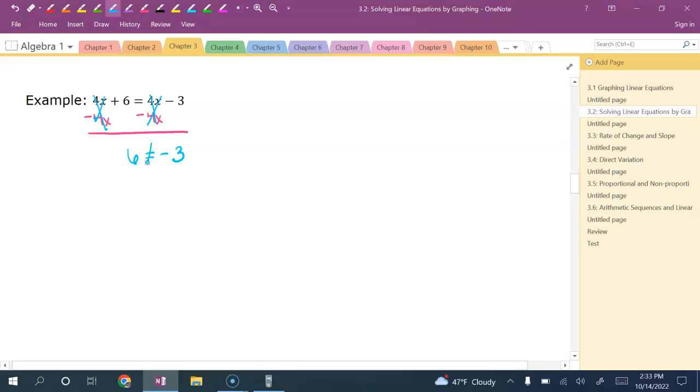So last chapter we talked about this situation, and that if you ever have this occur where your x or whatever variable it is that they're using is gone and it's disappeared from the problem, then this would be no solution because there's no value for x that would work to make those two equations balance out.